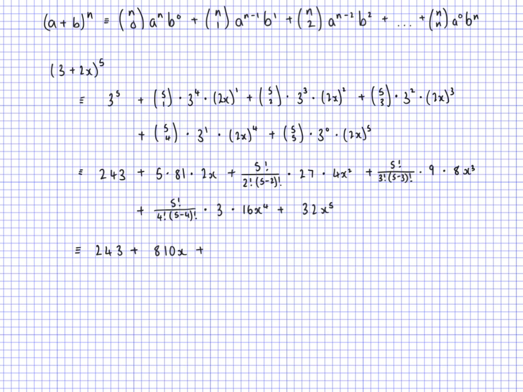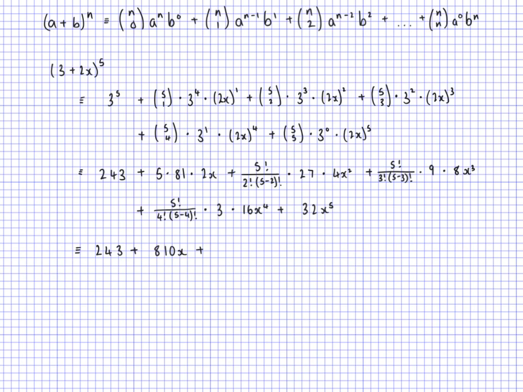Plus, okay, so here I will have 5 factorial. 5 take away 2 is 3 factorial here. So 5 factorial and 3 factorial. What I will have left is 5 times 4 at the top, because I will have 5 times 4 times 3 times 2 times 1. And here I've got 3 times 2 times 1. So at the top I will just have 5 times 4, and this will cancel with that. Then I will have 2 times 1 at the bottom. So 5 times 4 is 20, 2 times 1 is 2, 20 divided by 2 is 10.